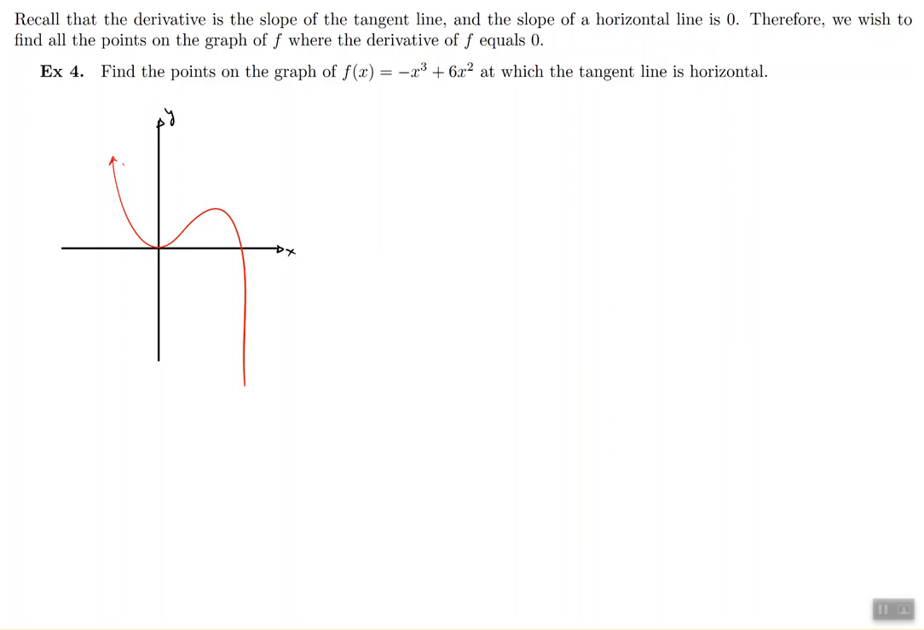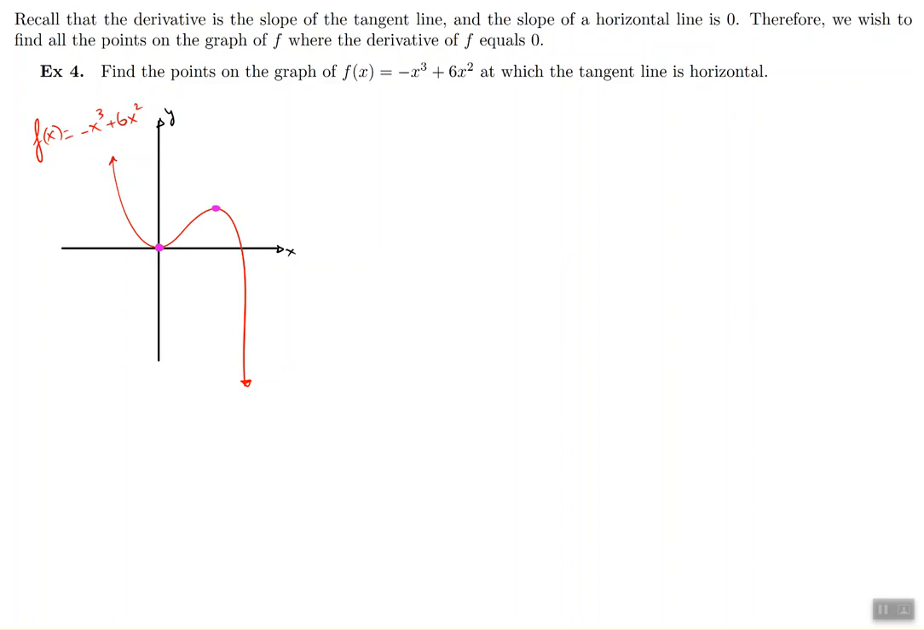So this graph that I have over here is kind of a sketch of the graph of f of x, which is negative x cubed plus 6x squared. So that's kind of the general idea of what the graph looks like if you were to put it in your calculator. Now on this graph, there's a couple of spots where the graph becomes sort of horizontal for a split second. That's this point down here and this point over here.